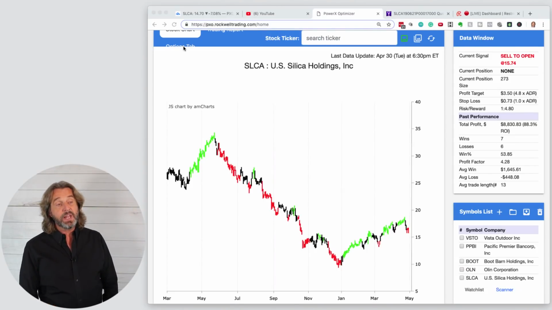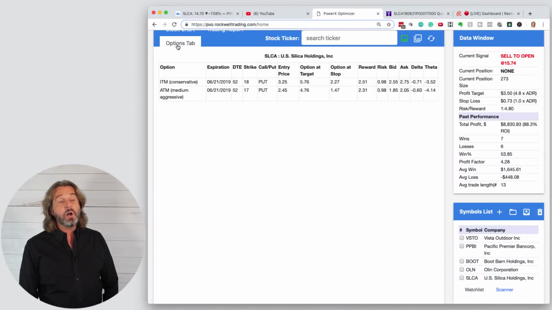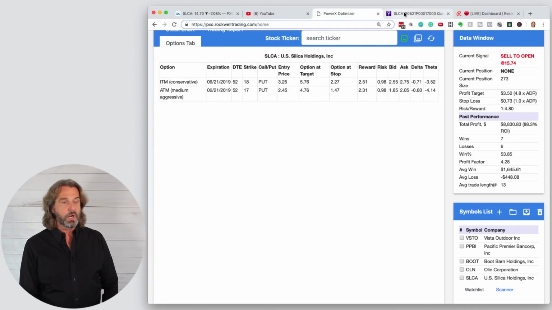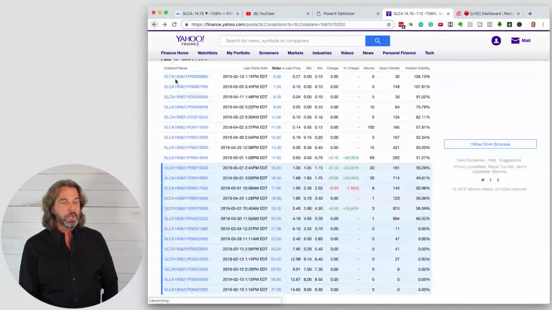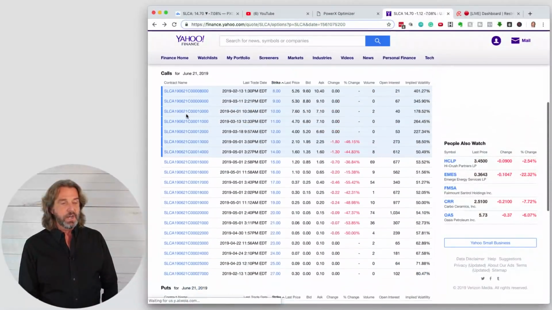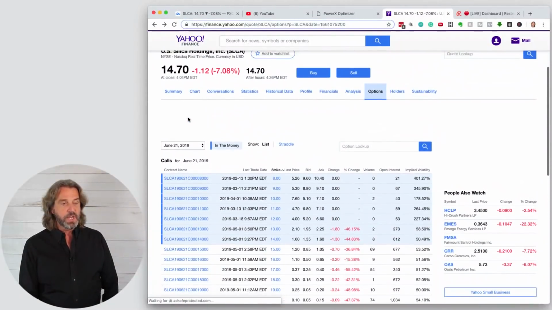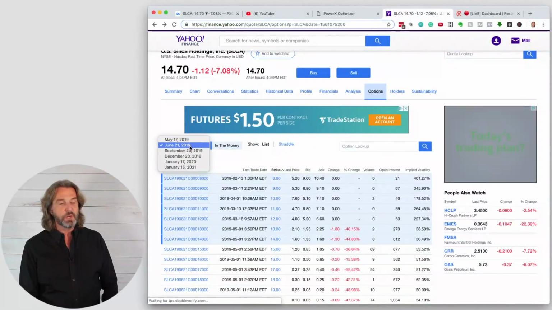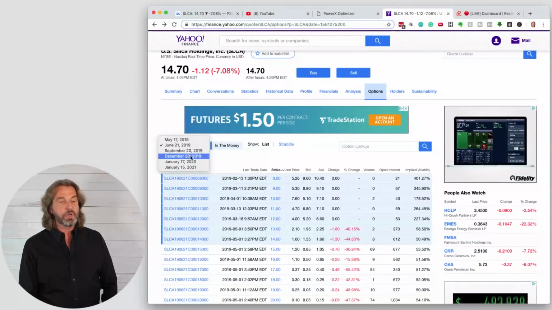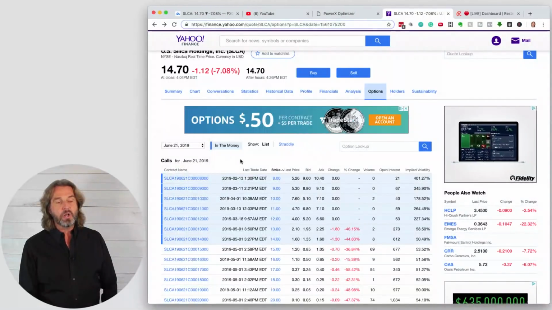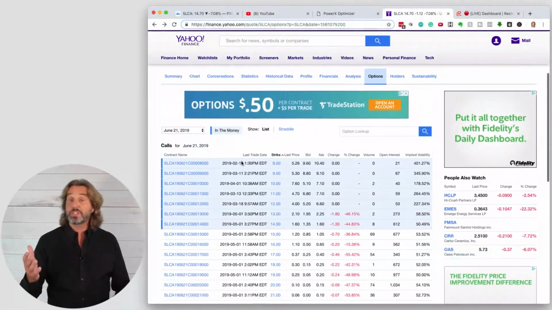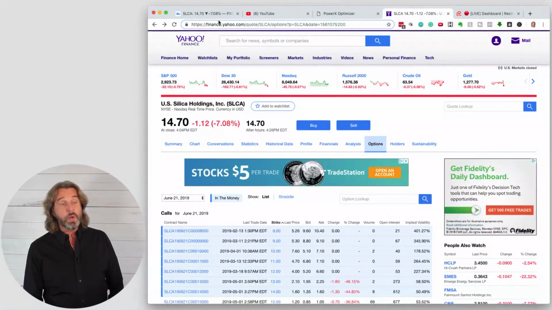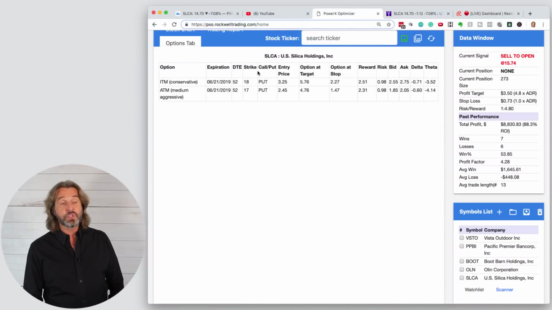So here's what I like to do. Out of all the available options right now, let me just show you all the options that are available for SLCA. Take a look at this here. You have all the different expiration dates: May 17, June 21, September, December, January, and then you have all these different strike prices. So the question is, which is the best option to trade? First of all, we already know that we want to trade a put.